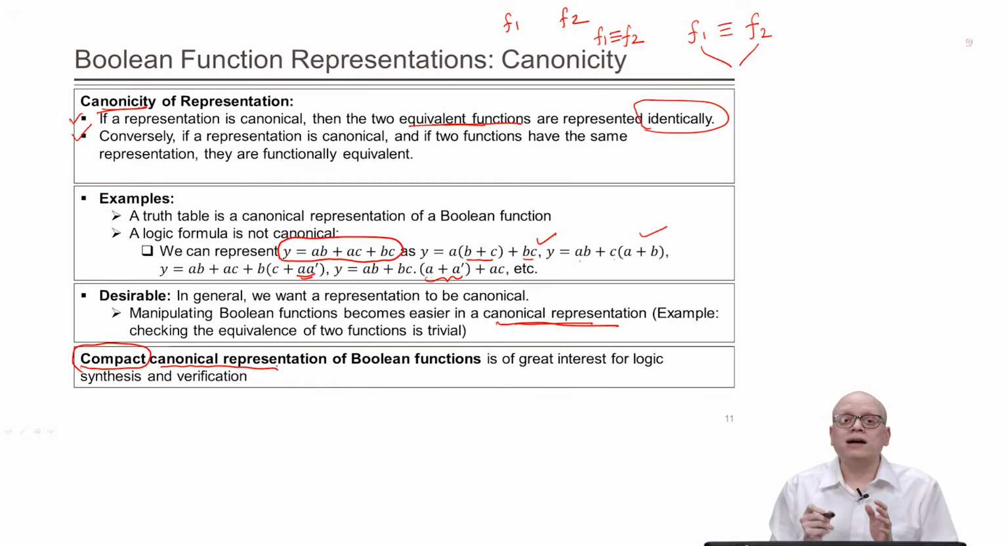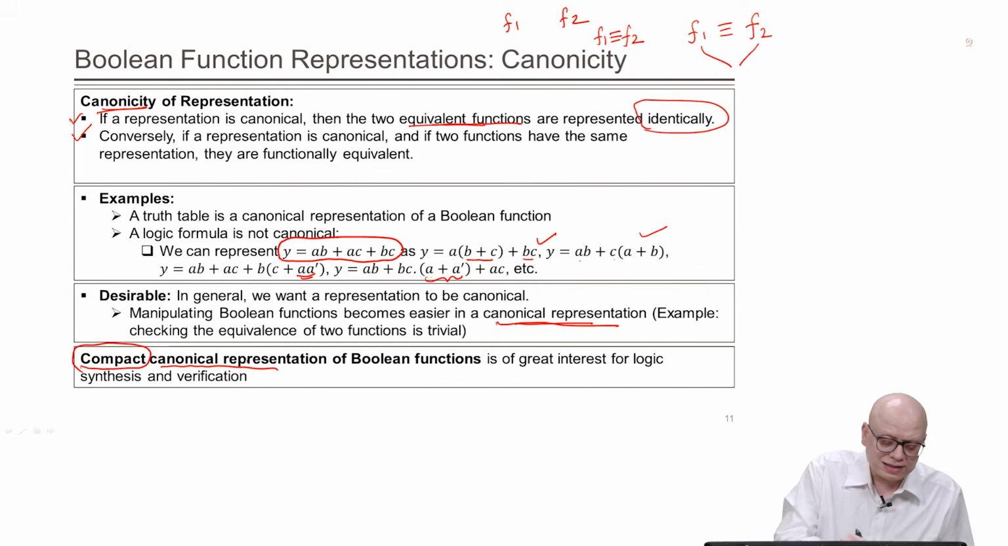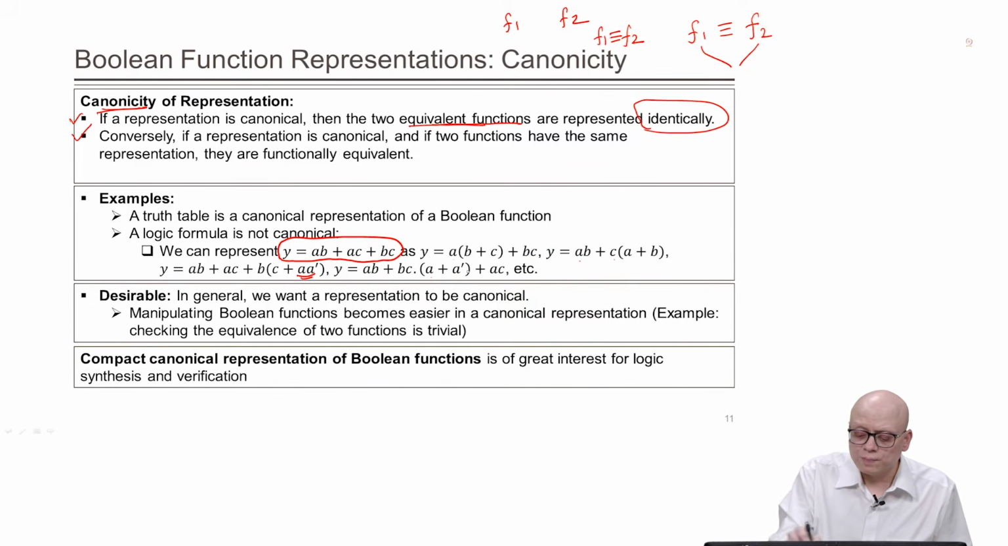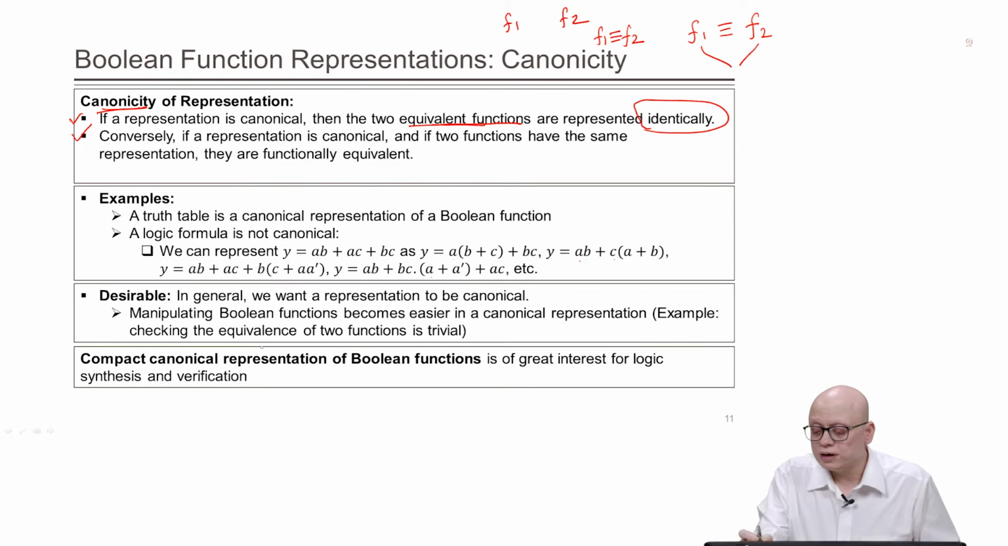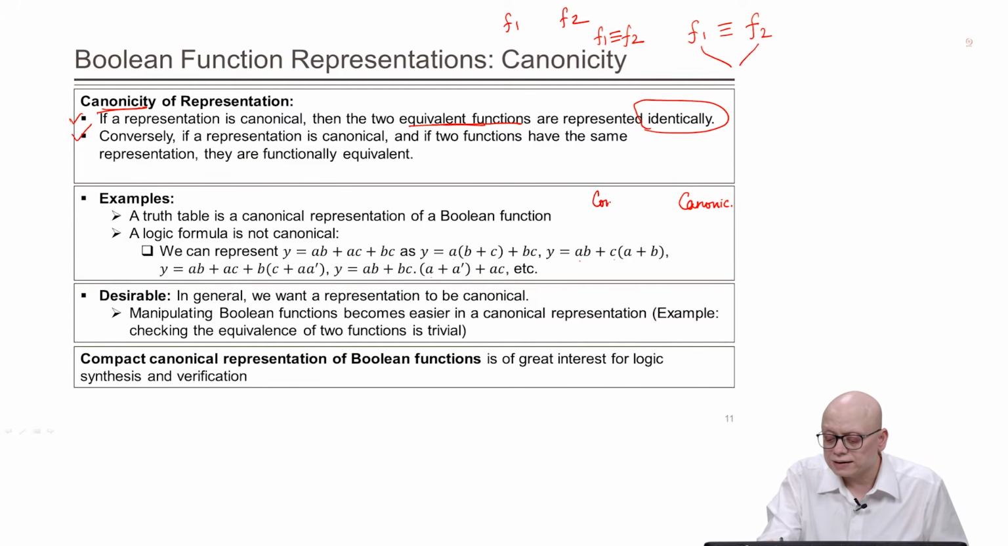Ideally these are some of the attributes that we want for a Boolean function representation for formal verification and also in logic optimization and logic synthesis. So, these compact canonical representations of Boolean functions are very important. But what we typically see is that there are two attributes of a representation: one is canonicity, and the other is compactness.